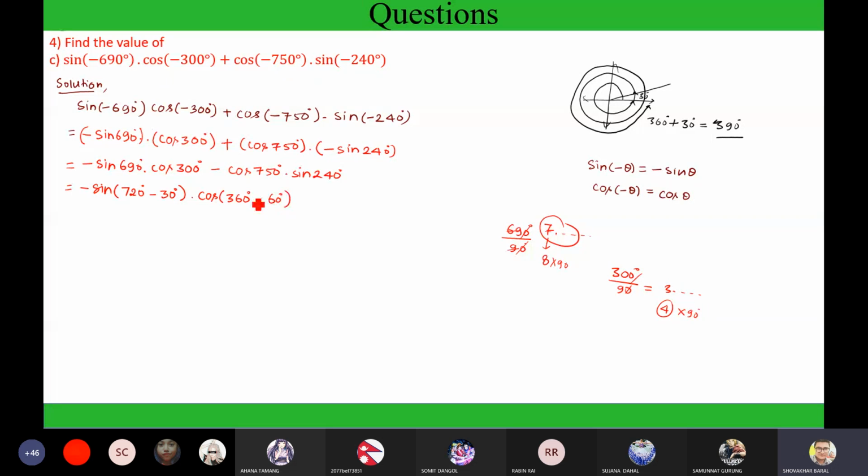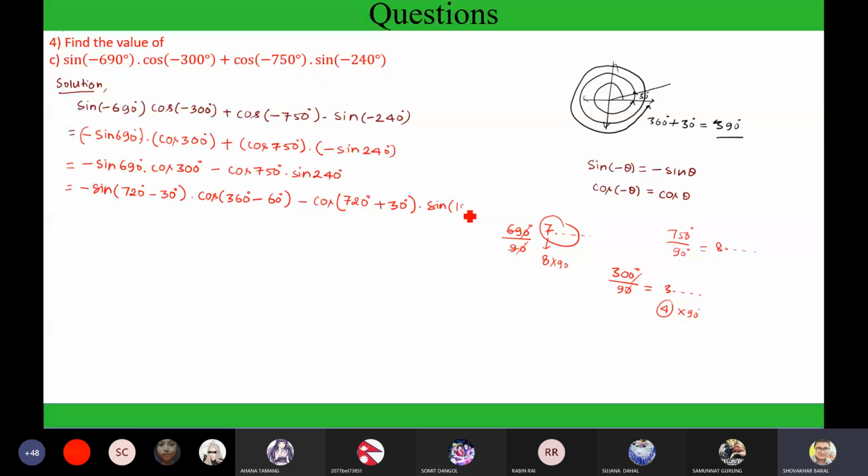Though you can escape this step and directly write 4 into 90 here. Let me write it now by multiplying it. Cos 750 degree, if you divide 750 degree by 90 degree, it will be something like 8 point something, I think. So 8 9 is 72, so 720 degree. 750 is more than 720 by 30 degree. So 720 plus 30 degree times sine. I think you understand it now.